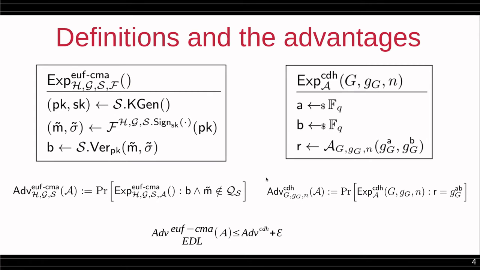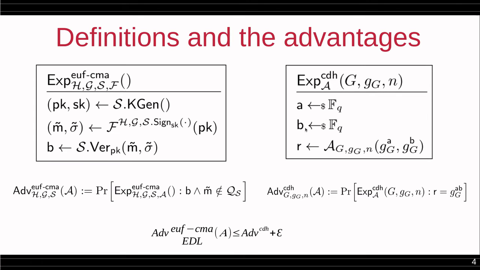We consider the notion of existential forgery under adaptive chosen message attack, UF-CMA, in which the adversary has the public key and access to both random oracles and to a signing oracle that signs messages of the adversary's choice, and produces a valid signature on a fresh message. Here, we have an experiment of UF-CMA and the advantage, and it states that the advantage of winning the game is the probability of returning a valid forged signature.